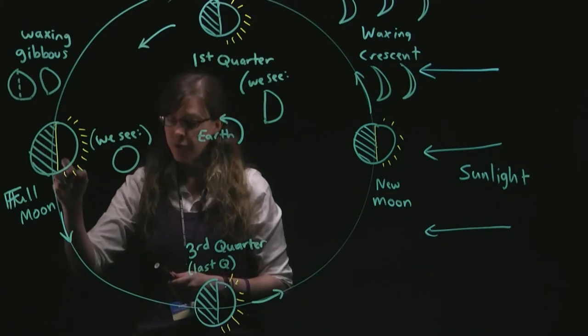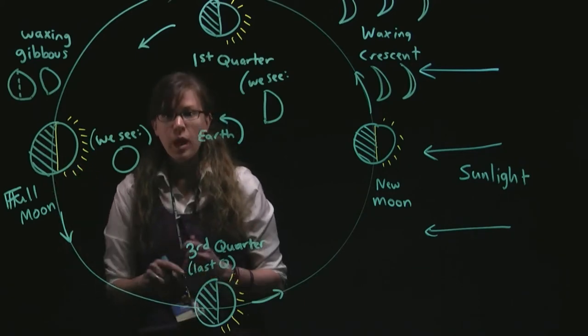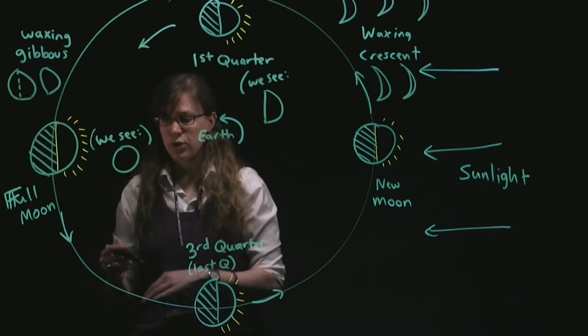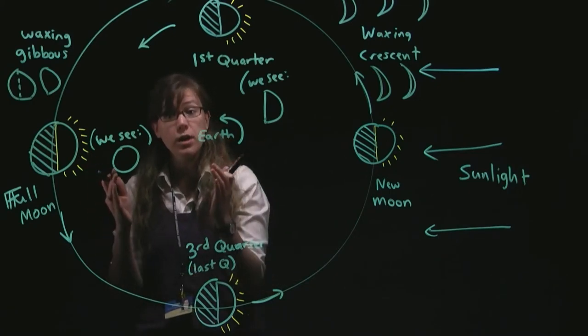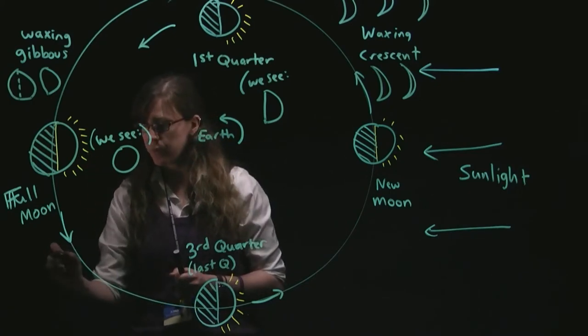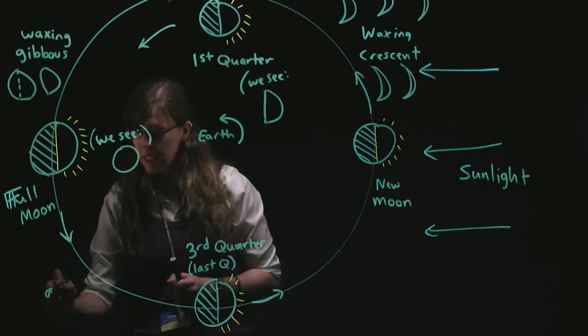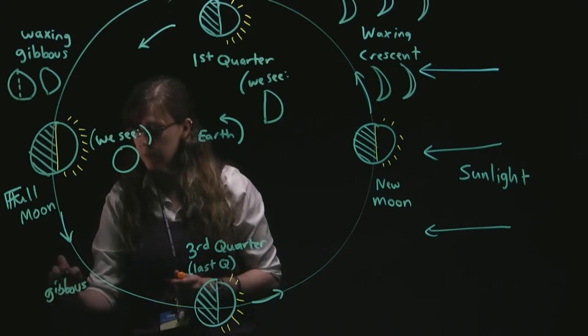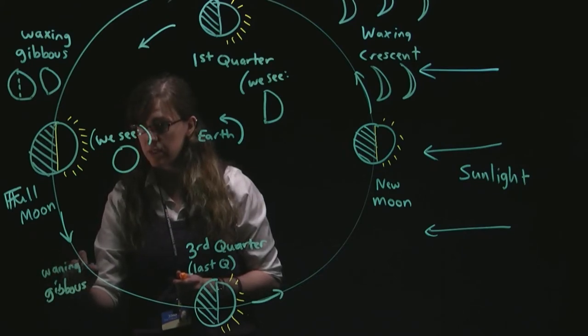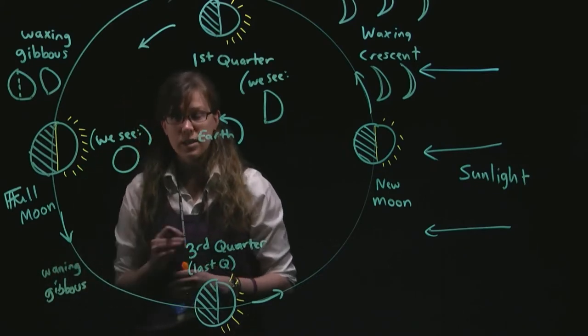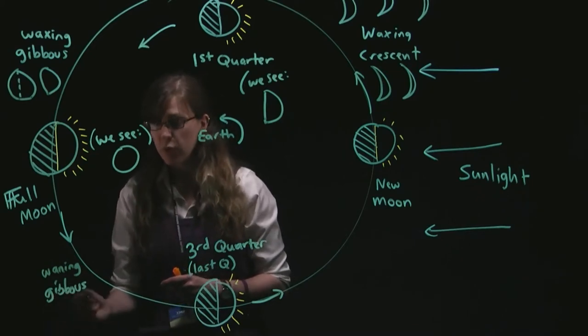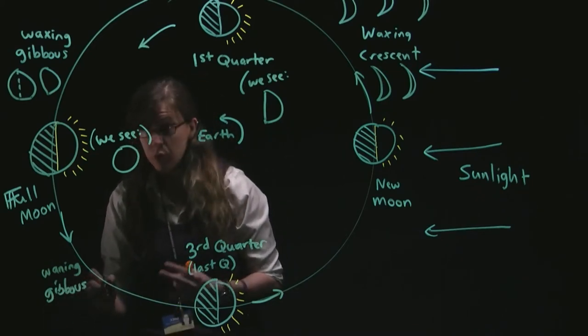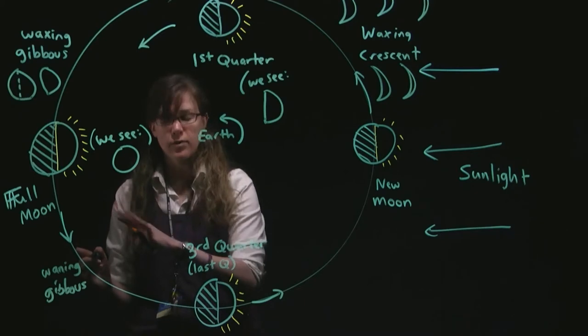Now, from full moon to third quarter, we're seeing less illumination over time, but we're still seeing a lot of the moon lit up. So we're still seeing a gibbous shape, but it's a waning gibbous this time. It's getting less and less illuminated from one night to the next. So we would be seeing the moon get dark from right to left still.